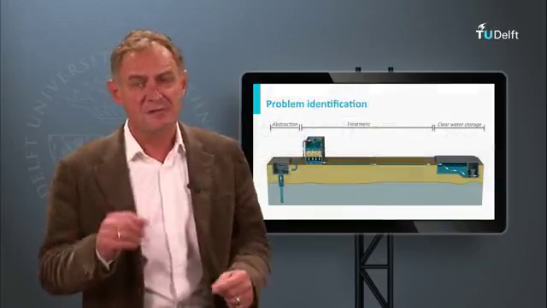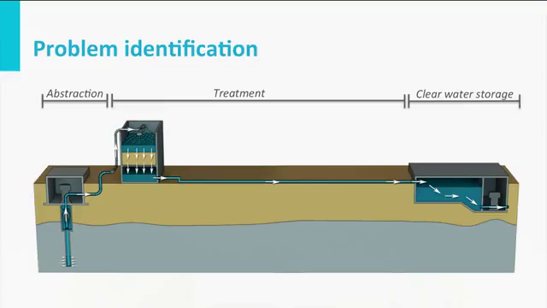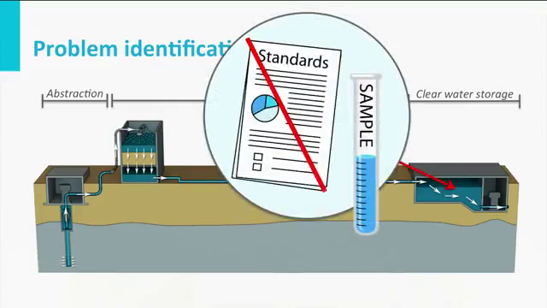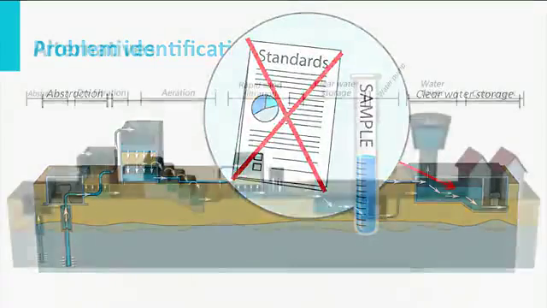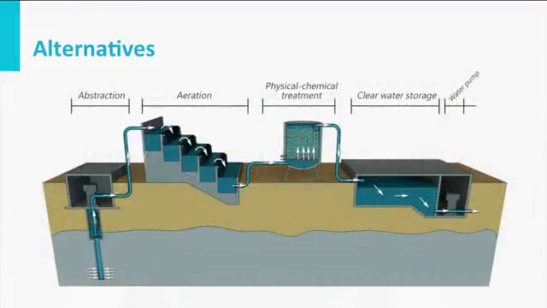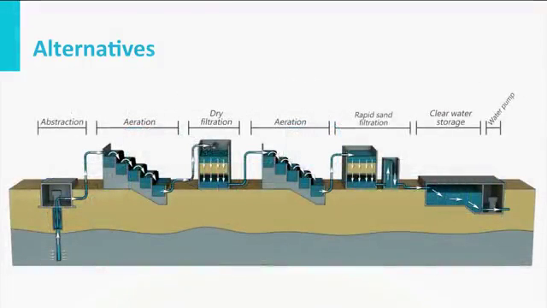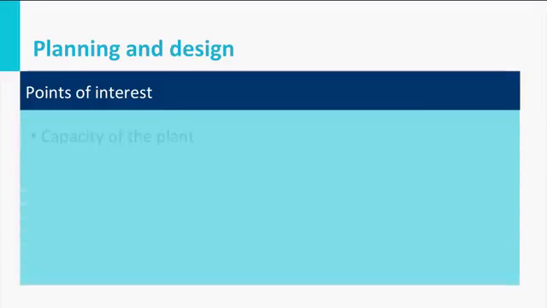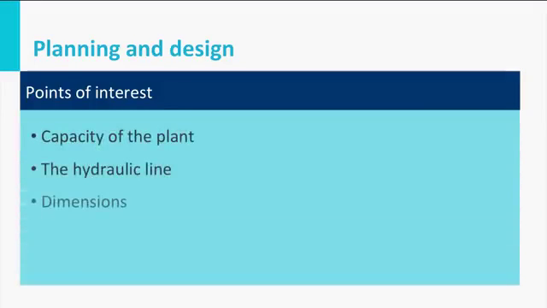The design phase starts with the identification of a problem. The water quality does not meet the drinking water standards and an extension of the existing treatment plant is needed. Then alternative solutions have to be identified. After choosing the most promising alternative, the treatment process has to be further designed, looking into capacity of the plant, the hydraulic line, dimensions, flow control, and structure and architecture.